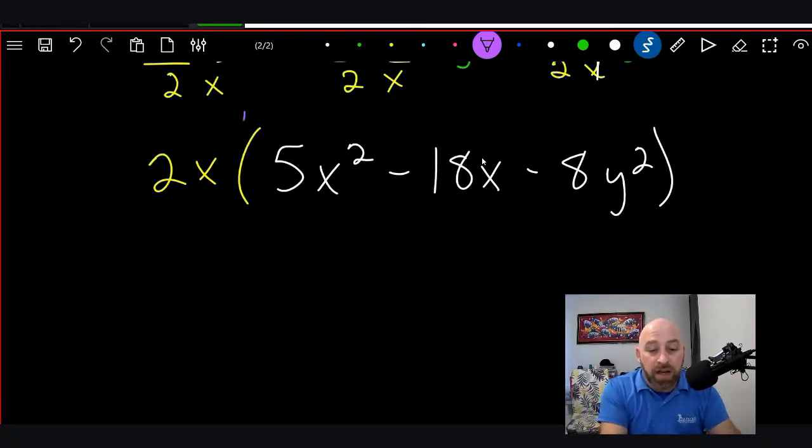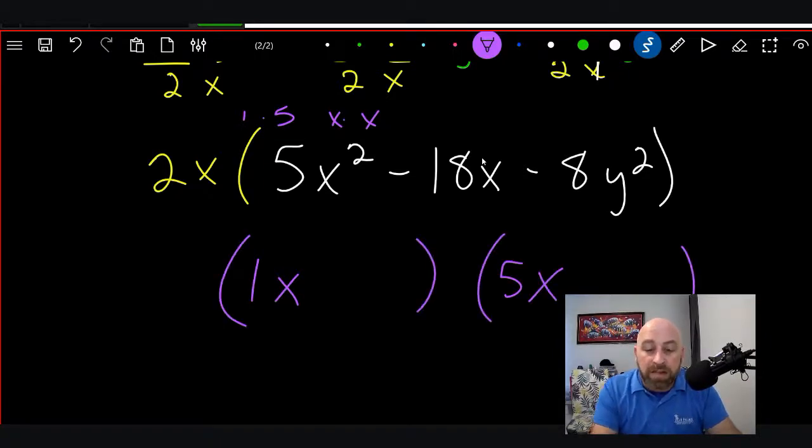So here with the 5, we have 1 times 5. Now we don't have anything else there. It's just 1 times 5, so we can't try anything else. And then we just have x times x. So that's going to look like 1x and 5x.